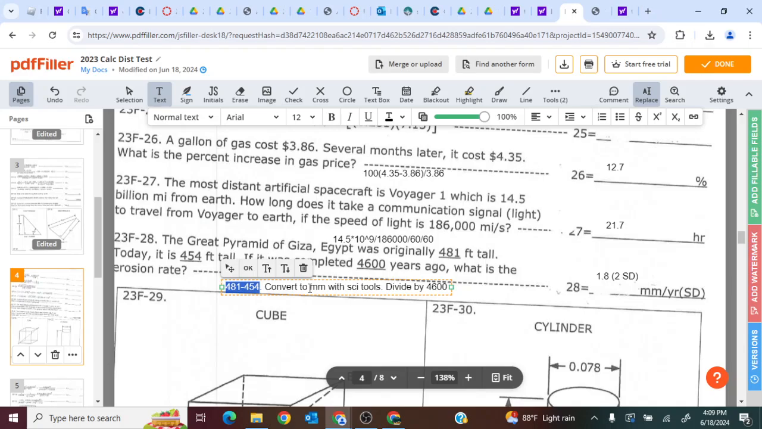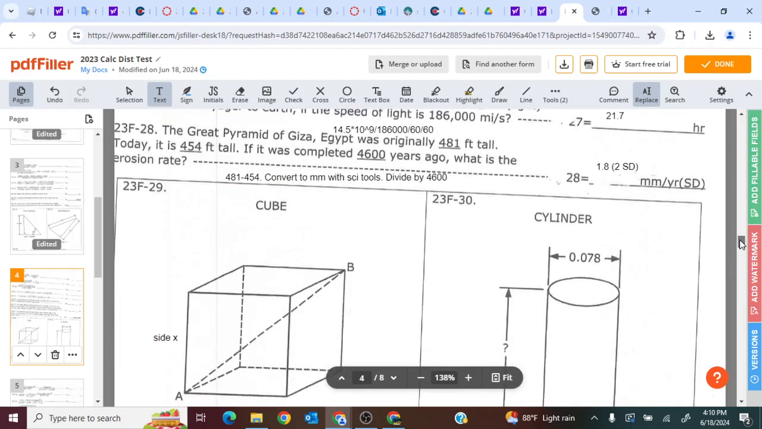Convert that 27 feet to millimeters using side tools, and then divide that number of millimeters by 4,600 to get 1.8 millimeters per year. There are two SDs because at the end you are dividing by something with two SDs, as you can see here. There's only two significant digits. These zeros do not count as significant digits, and you get 1.8 millimeters per year.